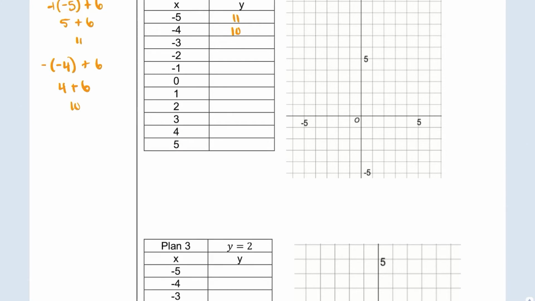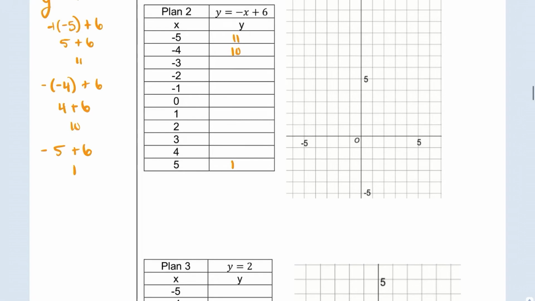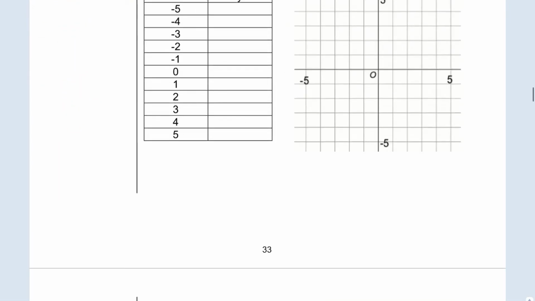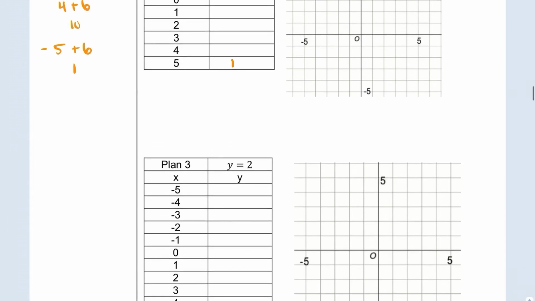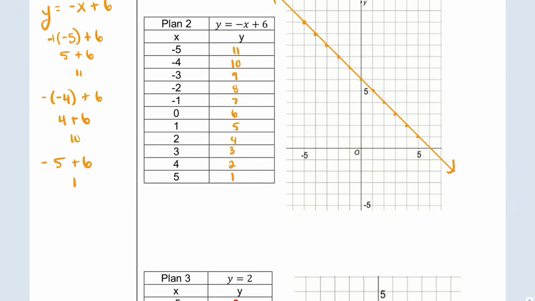I'm going to do 5 here. Okay, when I plug in 5 for x, I have -5, right? That negative x is very important, okay? So -5 plus 6, and this is 1. Okay, so there we go. I think that's enough information to get you guys started. So go ahead, finish plan 2 and plan 3, and then we'll talk about these questions here on page 34.